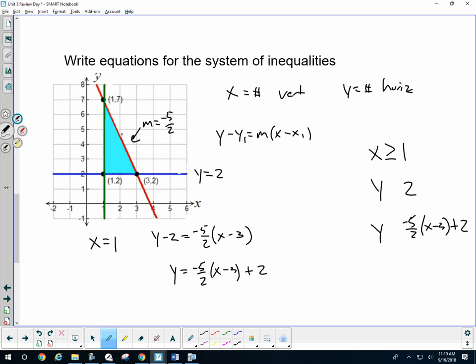With 2, how am I shading? Above or below 2? It's going to be above. So I have a greater than or equal to. With the negative 5 halves x minus 3 plus 2, how am I shading? Well, it's underneath, where the y's are less. So it's going to be less than or equal to. This, my friends, is the system of inequalities that would give us that graph.